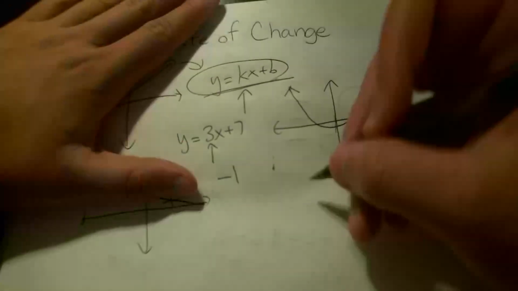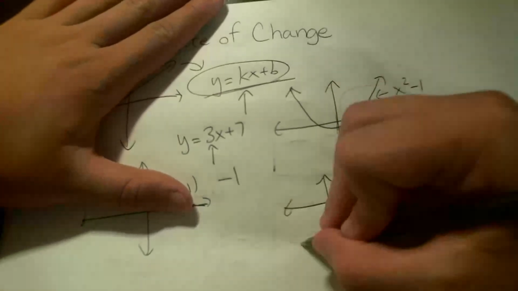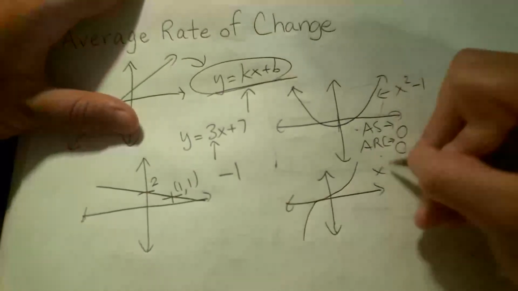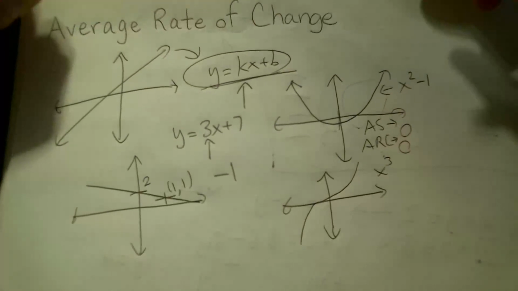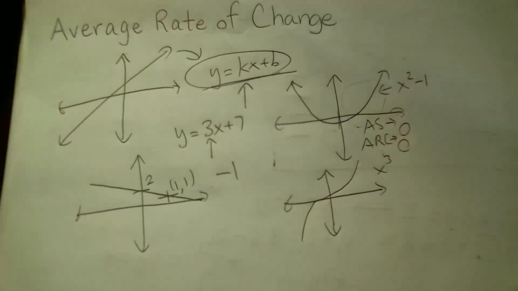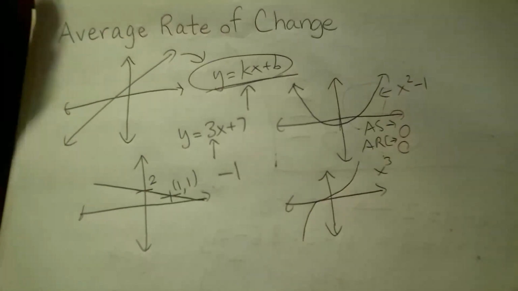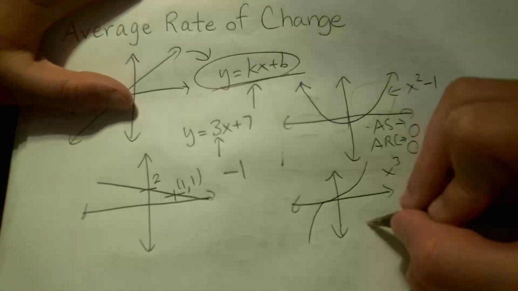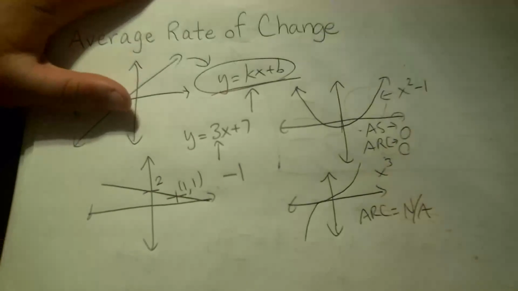For other nonlinear equations such as x to the power 3, this would not have an average rate of change since the slope is positive throughout infinity. So that would just be the average rate of change equals not available.